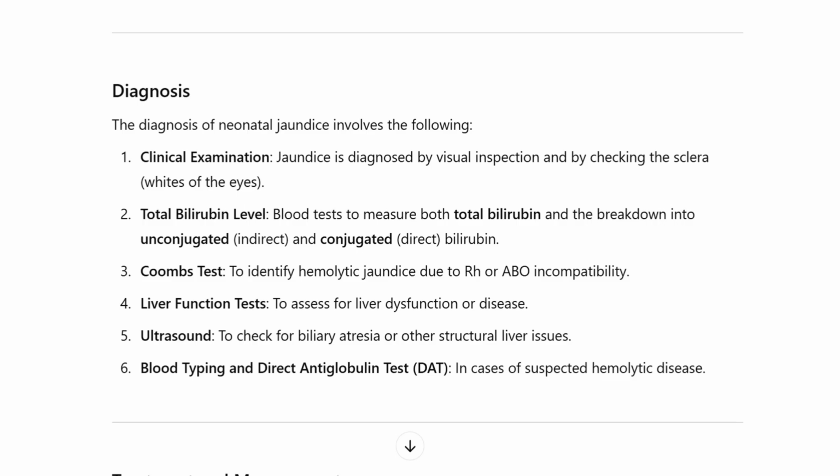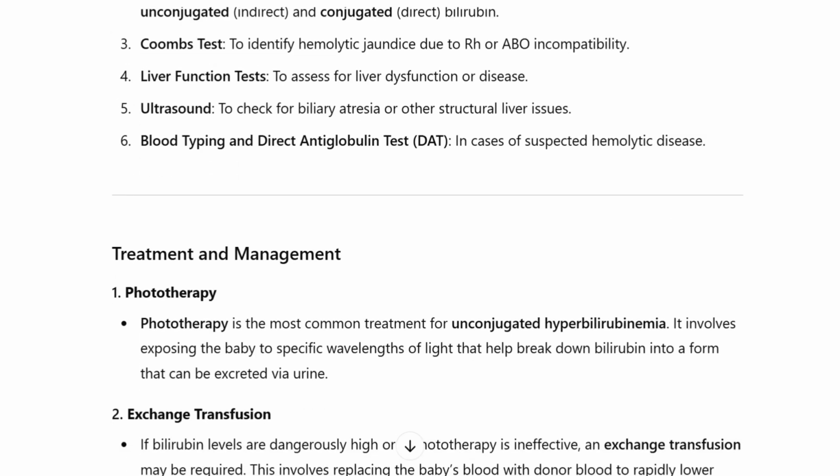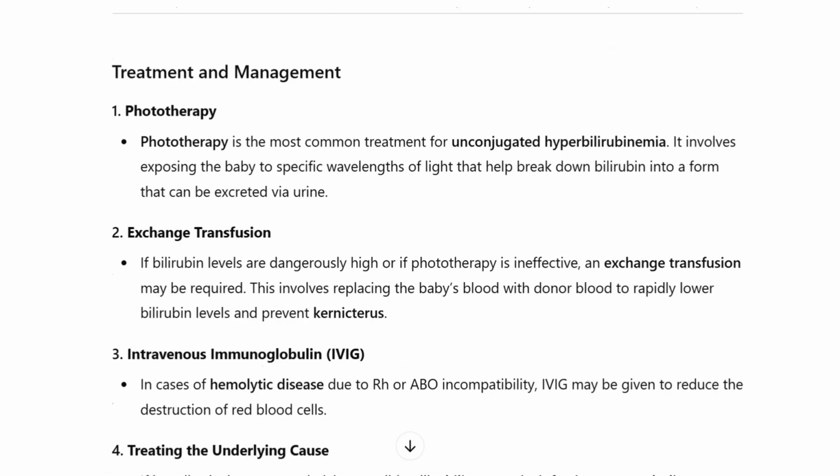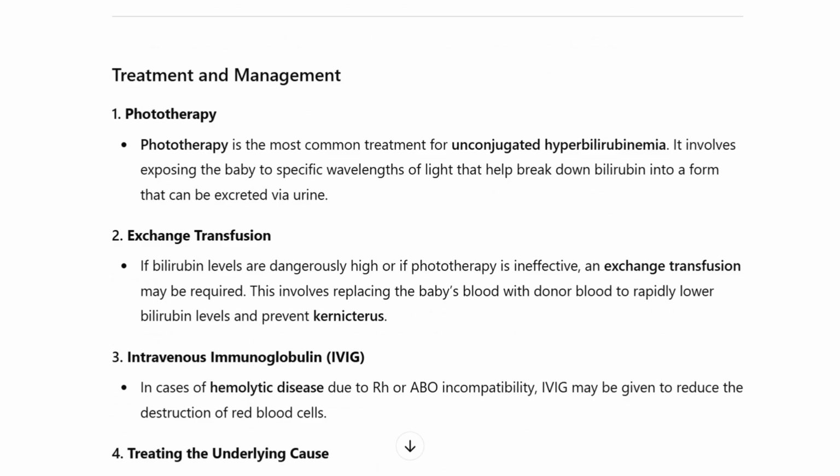4. Liver function tests, to assess for liver dysfunction or disease. 5. Ultrasound, to check for biliary atresia or other structural liver issues. 6. Blood typing and direct antiglobulin test, DAT, in cases of suspected hemolytic disease. Treatment and management. 1. Phototherapy.